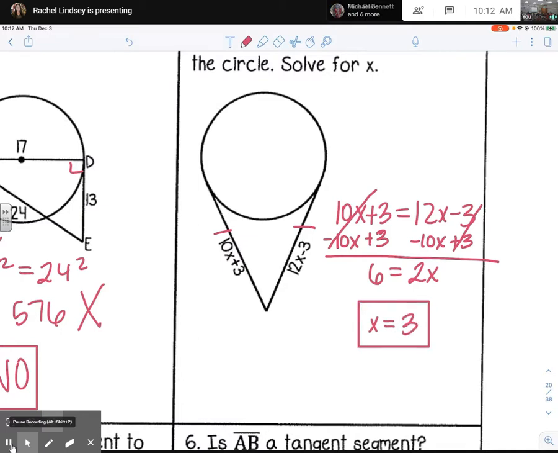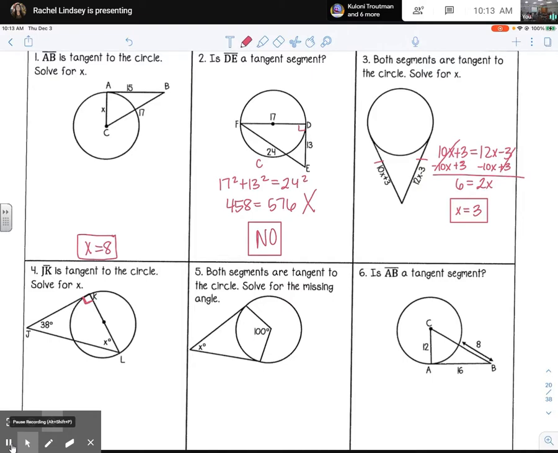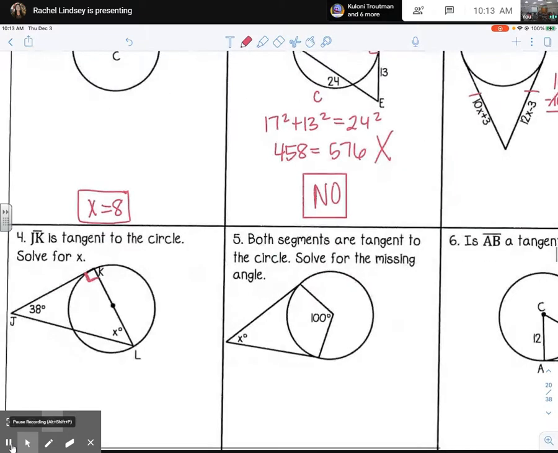x equals 3. It creates a right angle. So there's a right angle at K. Now how could I solve for x? 180 minus 90 minus 38. So what would x equal?